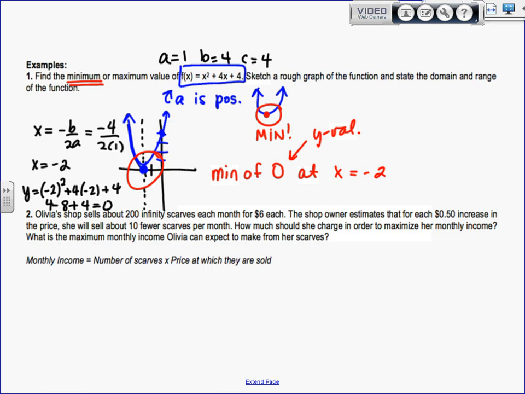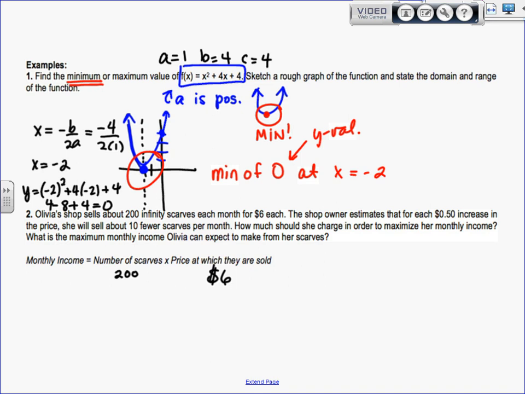In order to find the monthly income, you're going to find how many scarves she's selling and the price she's selling them for. She started out selling 200, and they were $6 each, so her monthly income would be $1,200 in that example. But she's trying to maximize her income. So maybe she can sell them for a higher price but not make as many scarves. So less work, but more money. That's the ideal situation.